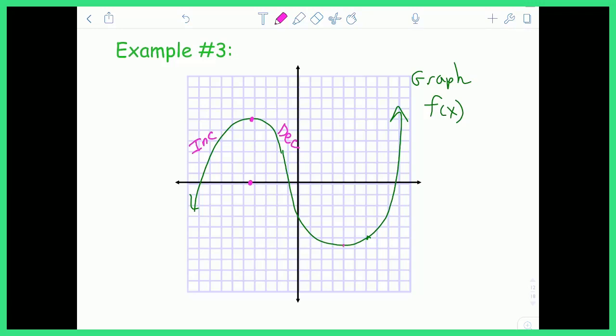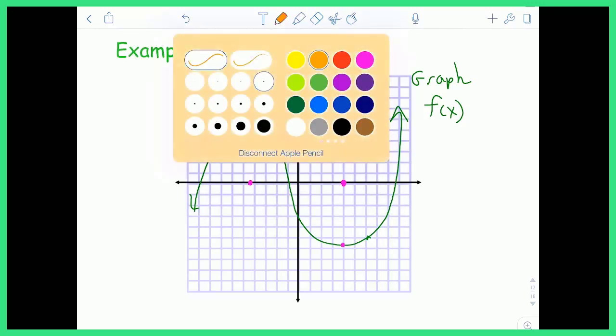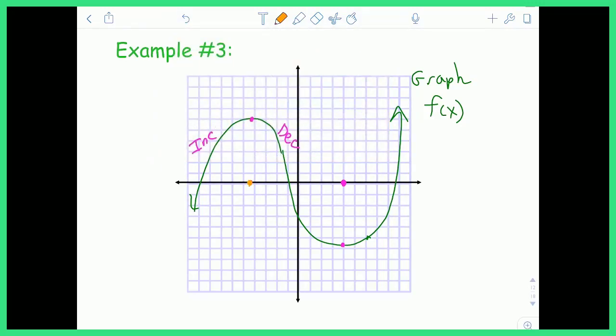I also know that right about here, I'm going to have a 0 on my derivative. And I'm going to switch the color so we're not confusing ourselves. A 0 on the derivative. And the derivative is going to be negative everywhere there, because my original is decreasing. And then my original is increasing, so my derivative is going to be positive.